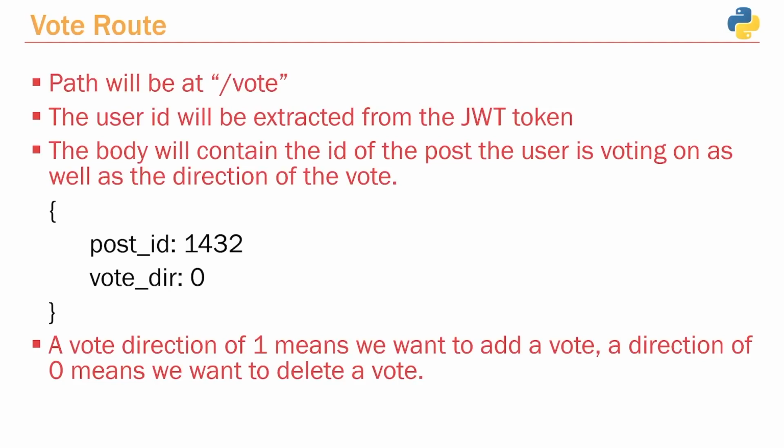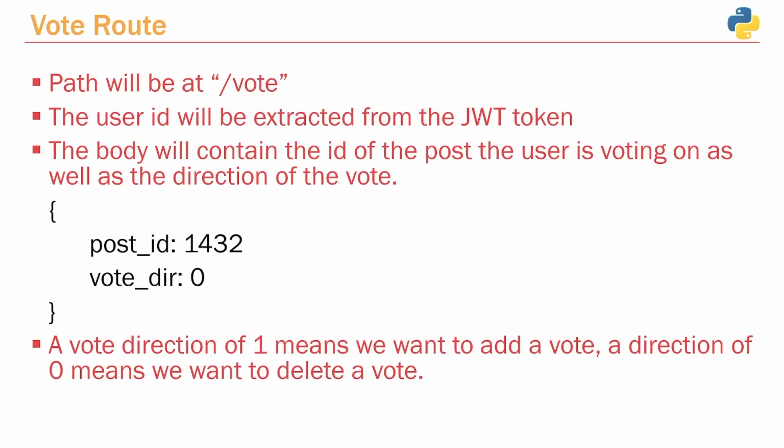Now there's going to be a couple things that we need to take into consideration when setting up the vote route. So first of all, what is the path we're going to use? And I think it makes sense just to set up a new path called /vote. Just like we have for /users when it comes to handling anything with users, and we have /post for handling anything with posts, we're going to have the /vote for handling voting.